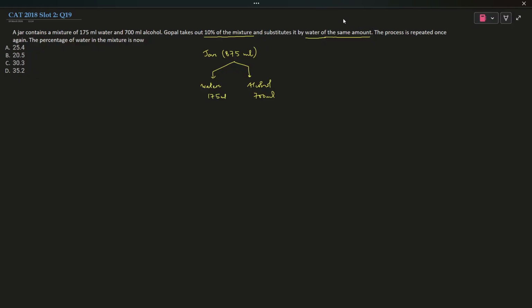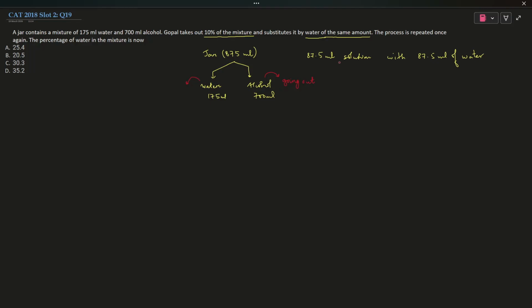The percentage of water in the mixture now. So guys, when you are removing 10% of the mixture, you are basically removing 87.5 ml of solution, and then you are replacing this 87.5 ml of solution with an equal amount, that means 87.5 ml of water. So the quantity that is going out is alcohol. In each step, alcohol is going out and water is coming in.